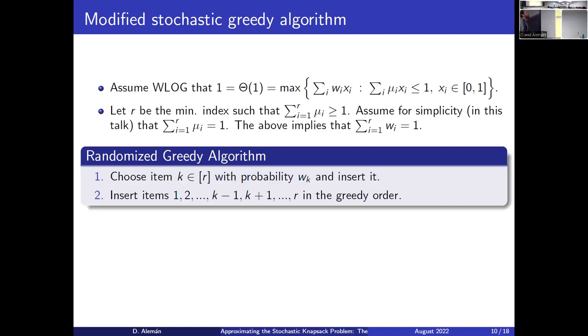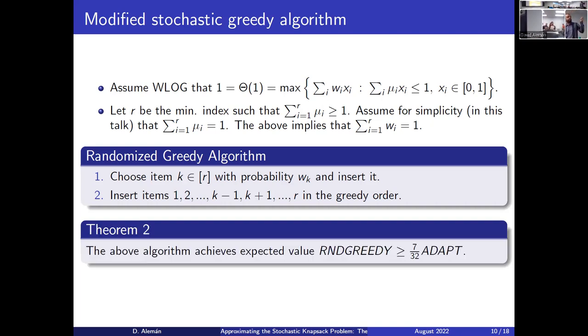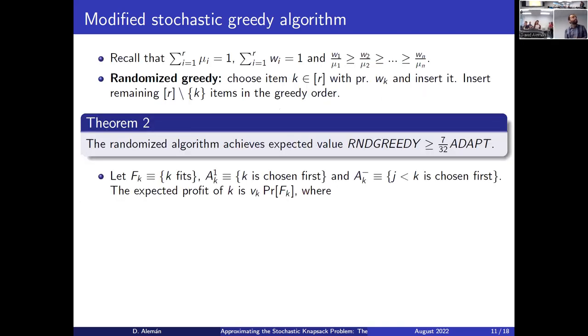which is the following. We choose item k, where k goes between one and r, with probability w of k and insert it. And after we insert it, well, if we insert it successfully, we attempt to insert the remaining items in the greedy order. I'm not going to give a full analysis of that algorithm, but I'm just going to get you started. Well, first of all, the authors of the paper show that this algorithm achieves an expected value of at least 7/32 times ADAPT, which remember ADAPT is the maximum expected value that we can hope to achieve with an adaptive policy. So again, putting the randomized bit here for you to remember.